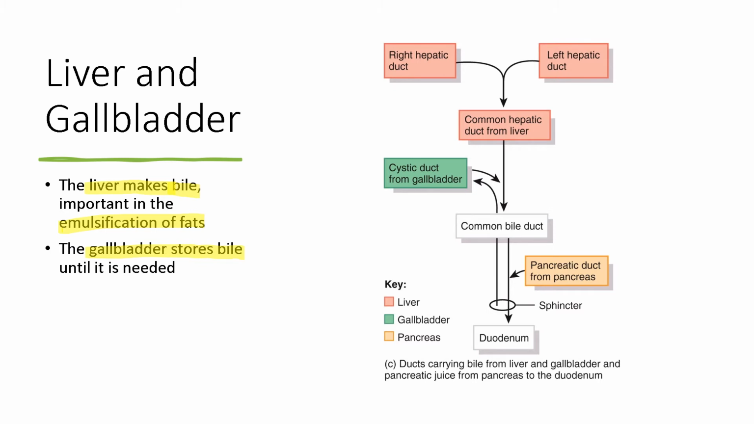Now, this term emulsify essentially means to kind of disperse a liquid together with another liquid. So when we're talking about fats, it's going to break down one big glob of fat into much smaller portions. So we're going to greatly increase the surface area of the fat so that it can be broken down easier.